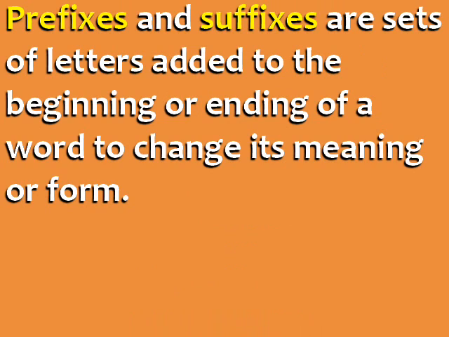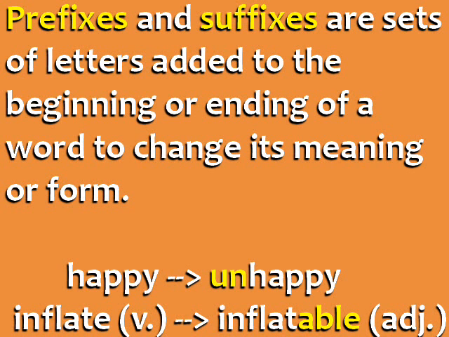Prefixes and suffixes are sets of letters added to the beginning or ending of a word to change its meaning or form. For example, adding the prefix un to happy makes the word unhappy, which is equivalent to not happy or sad. Adding the suffix able to inflate makes the word inflatable. This is an adjective describing something that can be inflated.